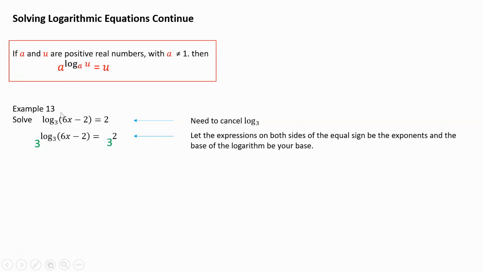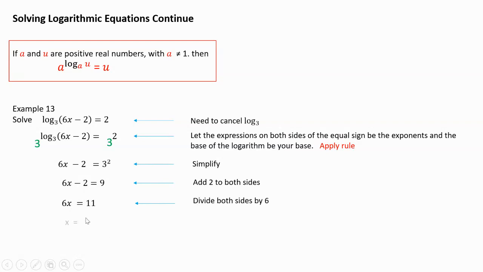Now by this rule here, guys, this is equal to 1. So we just bring down the 6x minus 2 equals 3 squared. Now 3 squared is equal to 9. Now all we do is solve for x. We add 2 to both sides, so it's going to be 6x equals 11. Then we divide by 6. So that's my solution.